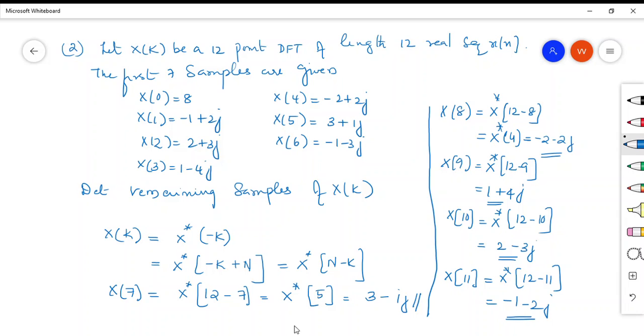So this is how you calculate the remaining samples if you are provided with the first few samples, using this property: X[k] is equal to X conjugate of [-k]. This is a property of the DFT of a real sequence. For the DFT of a real sequence, X[k] is equal to X conjugate of [-k]. You apply that property and you will get the answers for the remaining values.